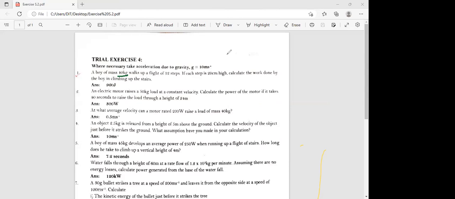We have a boy of mass 40 kilograms who walks up a flight of 12 steps. So if maybe you have staircases or stairs that are 12 and each step is 20 centimeters high, we are asked to calculate the work done by the boy in climbing up the stairs.